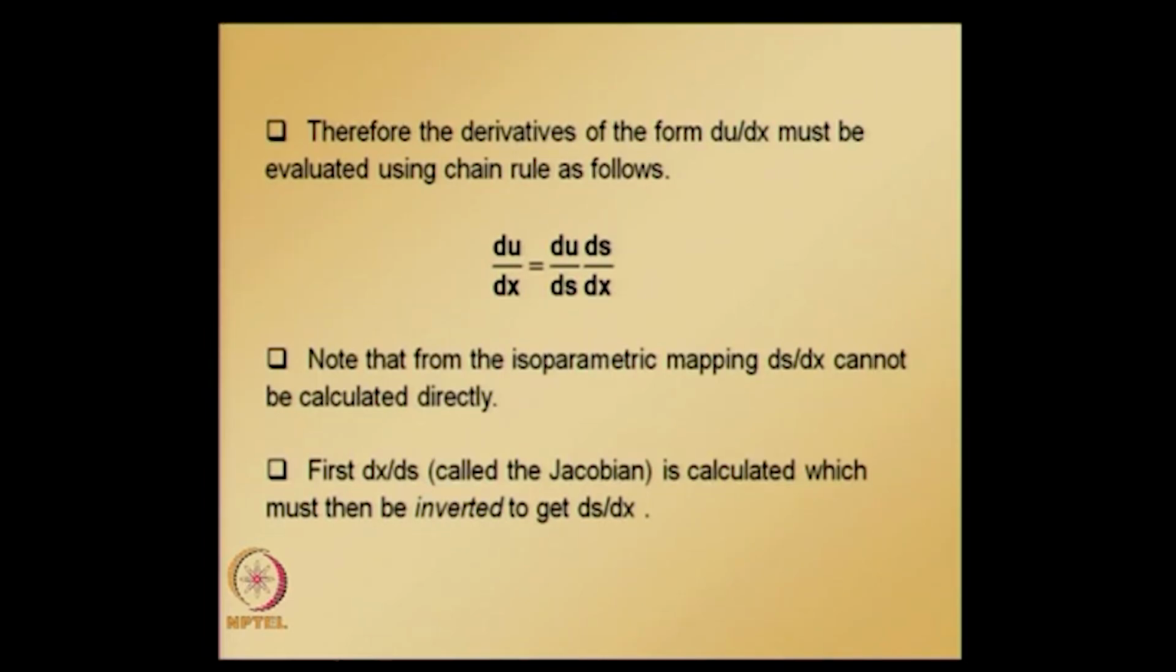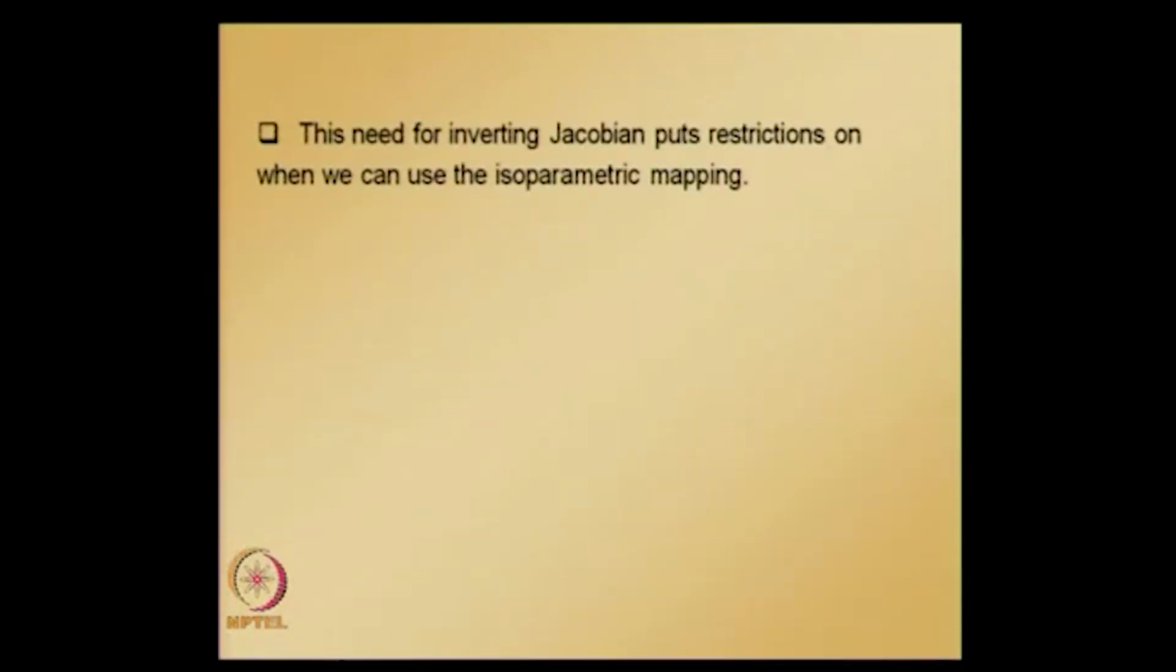and so for higher order elements we need to first calculate dx over ds, because we already have the relation between x and s, so we can differentiate it on both sides, we get dx over ds, and once we have this we can invert it to get ds over dx. But this is possible only if dx over ds is not equal to 0. This need for inverting the Jacobian puts a restriction on when we can use isoparametric mapping.